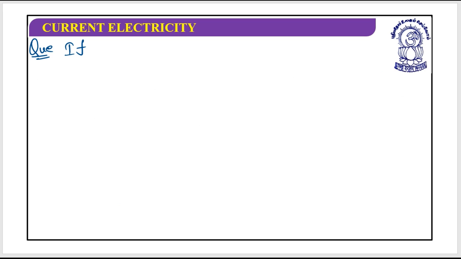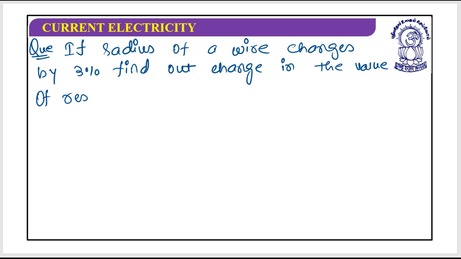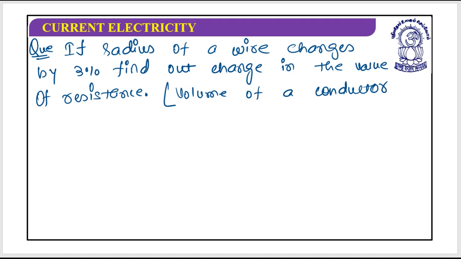If the radius of a wire changes by 3%, find out the change in the value of resistance. Assume that the volume of the conductor remains constant.